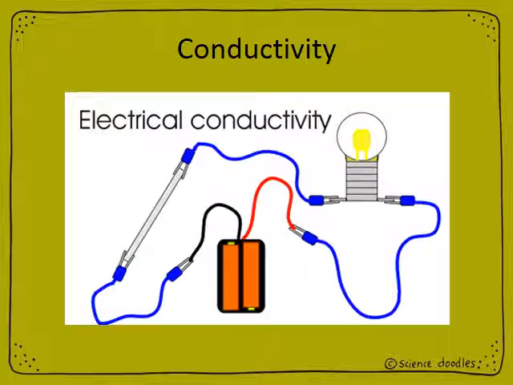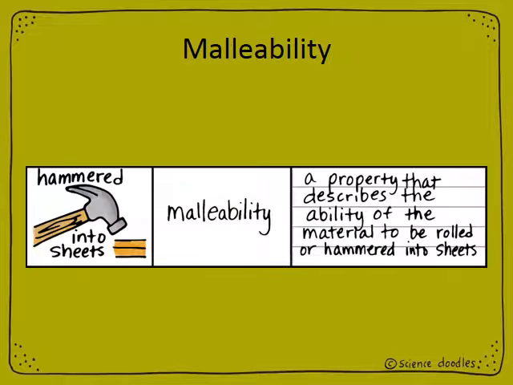So again, here's just a little bit fancier picture of that same idea. If the circuit is allowed to continue, then whatever mineral we put in the circuit is conductive. Our next word is malleability. And again, we've had this in a previous unit. It's a property that describes the ability of the material to be rolled or hammered into sheets. So if we can hammer it and it doesn't break or rip or tear, then it is malleable.